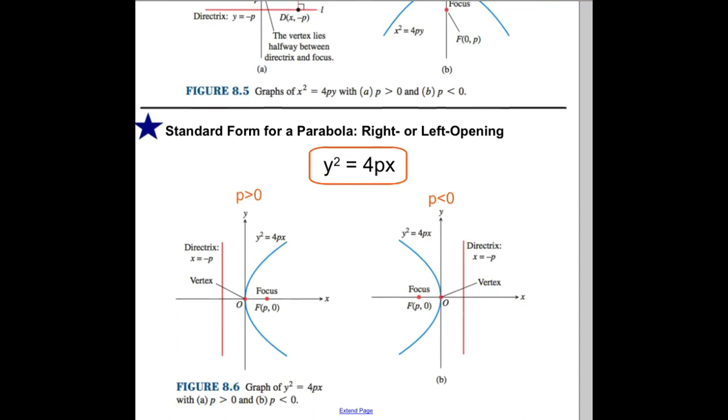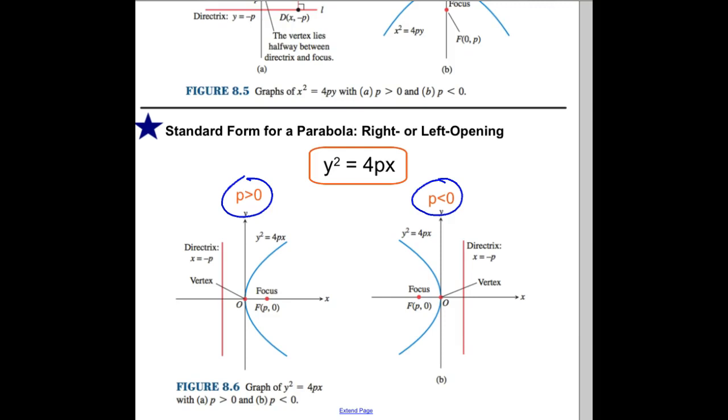This time, the y is being squared, and the parabola is open to the side, left and right. Okay? Again, hopefully it's logical. It's going to open to the right when p is positive. It's going to open to the left if p is negative.